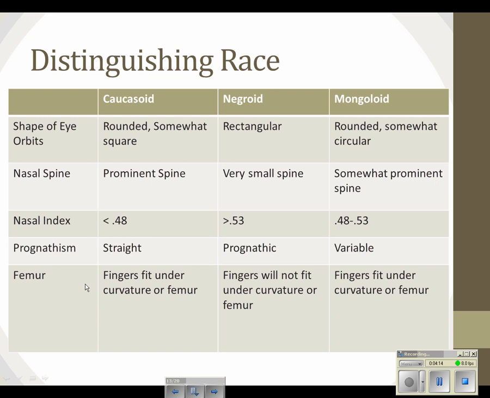And the femur. Now you can actually lay the femur down, you'll look at this in the lab also, and if you can slide your fingers underneath the curve of the femur bone, it can either be Caucasoid or Mongoloid, and if it doesn't fit under the curve, then you're probably looking at somebody that has some Negroid descent.